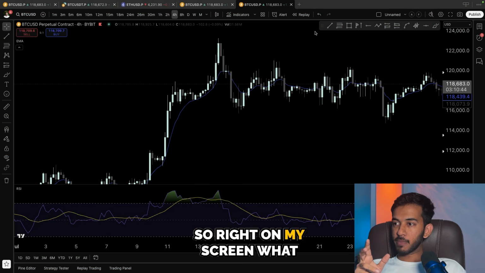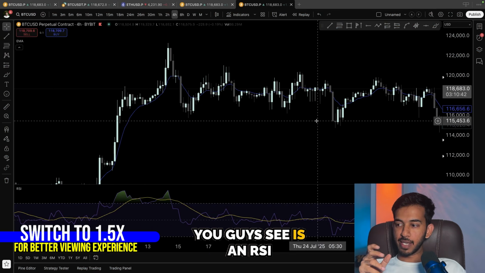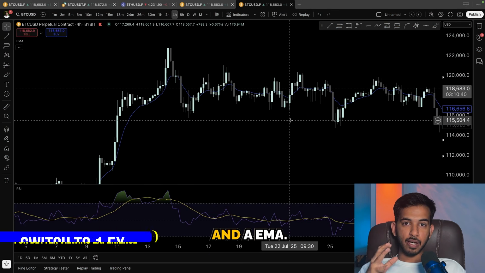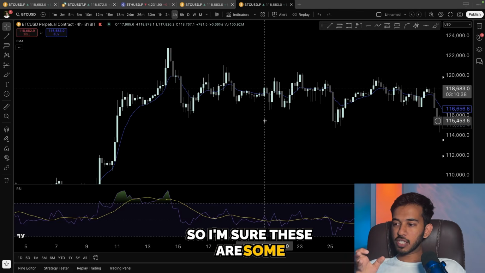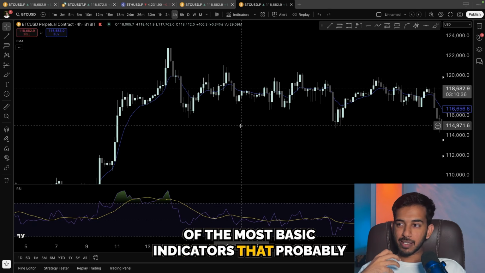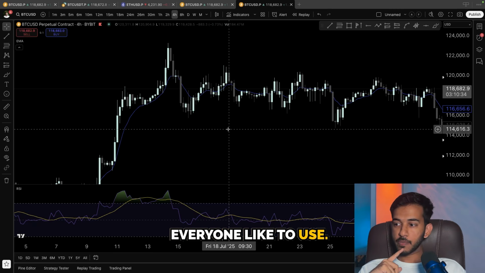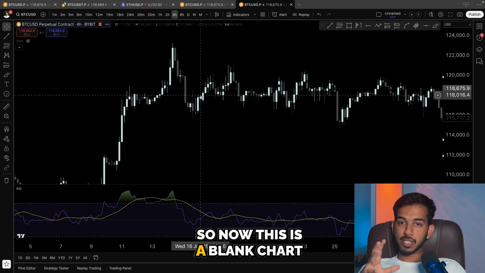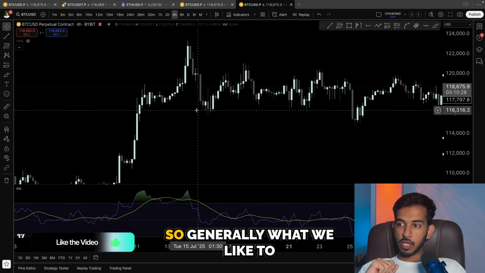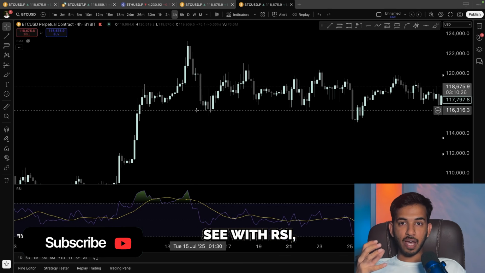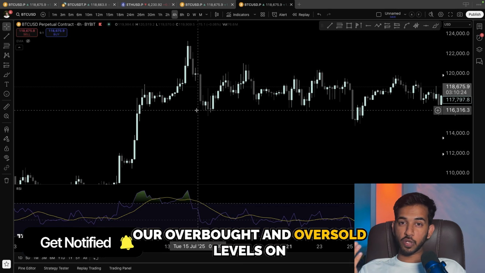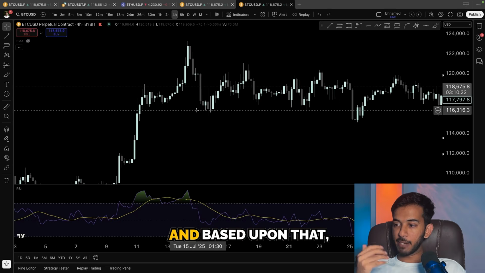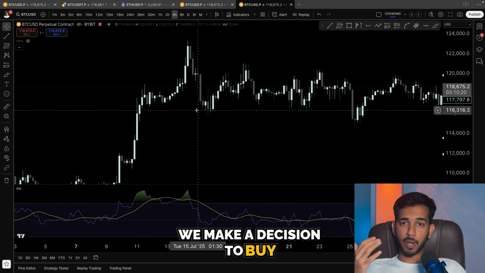Alright, so right on my screen, what you guys see is an RSI and EMA. I'm sure these are some of the most basic indicators that probably everyone likes to use. So let me start with RSI first. Now this is a blank chart with an RSI. Generally what we like to see with RSI are overbought and oversold levels, and based upon that we make a decision to buy and sell.